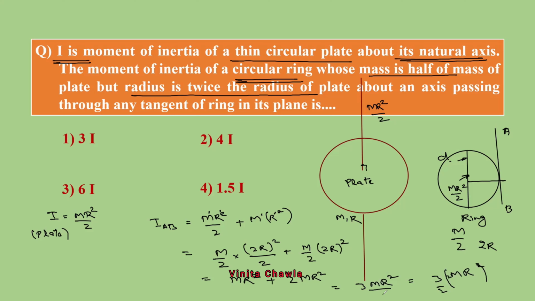एक मिनट इसको 2 से डिवाइड और मल्टीप्लाई कर दो यहाँ पे, तो आपके पास आंसर आ जाएगा। mr²/2 के प्लेस पे we can write I. ठीक है, तो 6 into I is the answer.